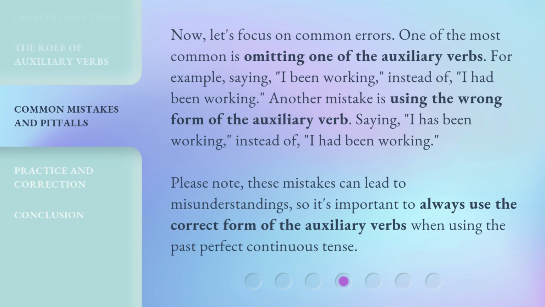Now, let's focus on common errors. One of the most common is omitting one of the auxiliary verbs. For example, saying, "I've been working," instead of, "I had been working." Another mistake is using the wrong form of the auxiliary verb, saying, "I has been working," instead of, "I had been working." Please note, these mistakes can lead to misunderstandings, so it's important to always use the correct form of the auxiliary verbs when using the past perfect continuous tense.